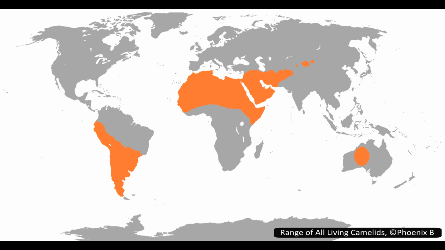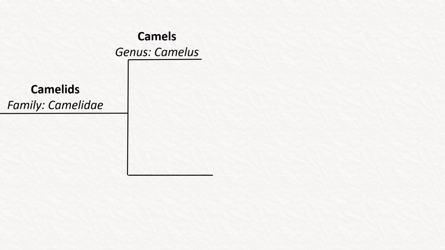However, this means that the only camelids left today are the camels in Asia and Africa and the llamas in South America, neither of which are found in this group's prehistoric range. There are two genera of camelids, Camelus with the camels and Llama with the llamas. Neither genus name is particularly original.